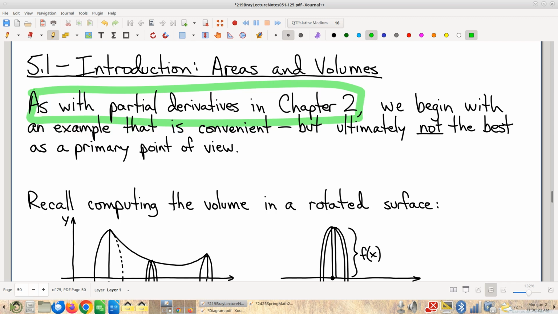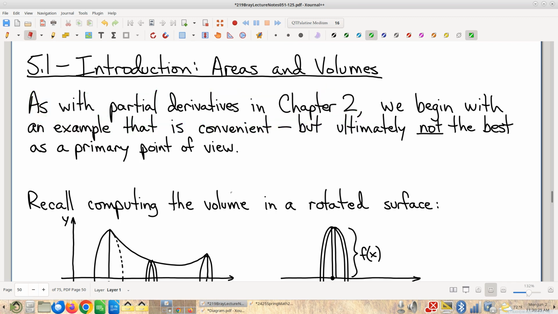Okay, so something analogous is going to happen here. We're going to start with a point of view that is convenient, but when we're looking back on this, it's really not the right way to do it. So full warning: don't hang your hat on what you're about to see. This is just to get the ball rolling, and it's not wasted time.